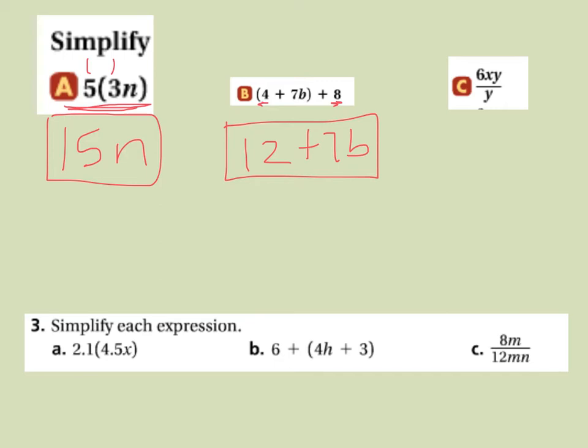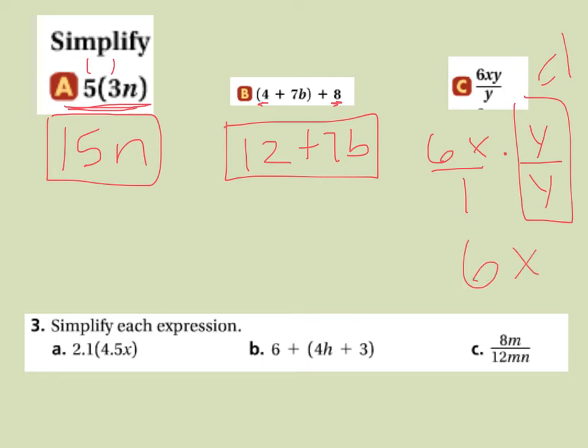And for C, I could rewrite this so it says 6x times y over y. It's the same thing as what's written above. It's just easier to see that y over y is going to be equal to 1. So now 6x times 1 is just going to give me 6x. You should pause the video and try to simplify each expression below. And here are the answers to those three problems.